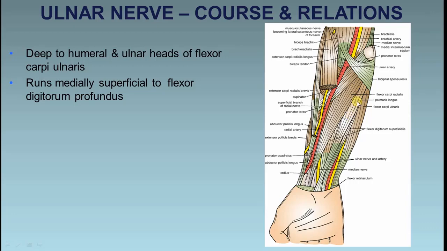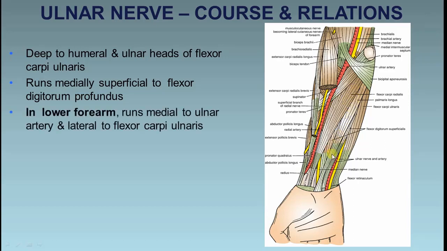So it is seen along the medial border of the forearm. It is present between the flexor carpi ulnaris and the medial part of flexor digitorum superficialis, and it is present anterior to the flexor digitorum profundus. So again, between the superficial and deep flexors, it is found in the middle of the forearm. As I said, in the lower forearm it runs medial to the ulnar artery, but lateral to the flexor carpi ulnaris. So the flexor carpi ulnaris is the most medial structure in the forearm.